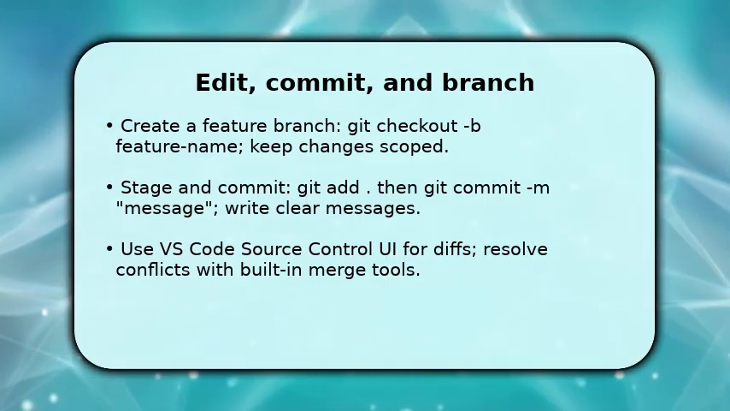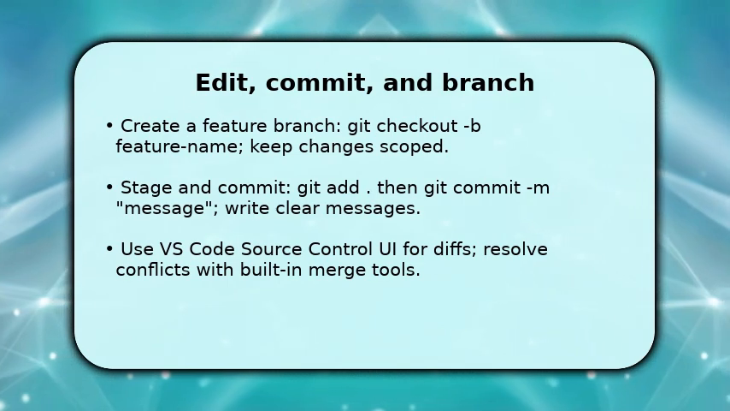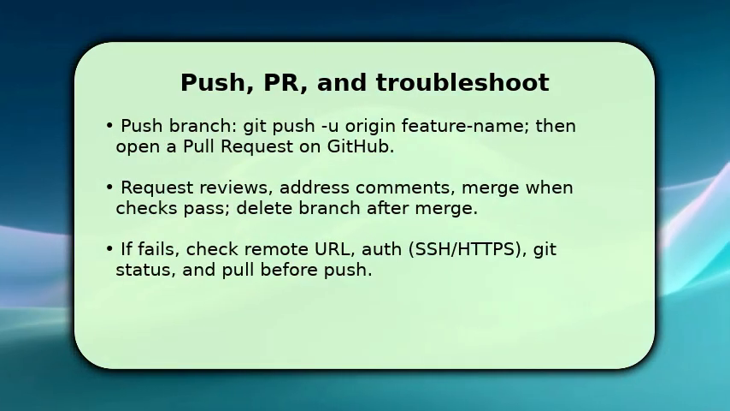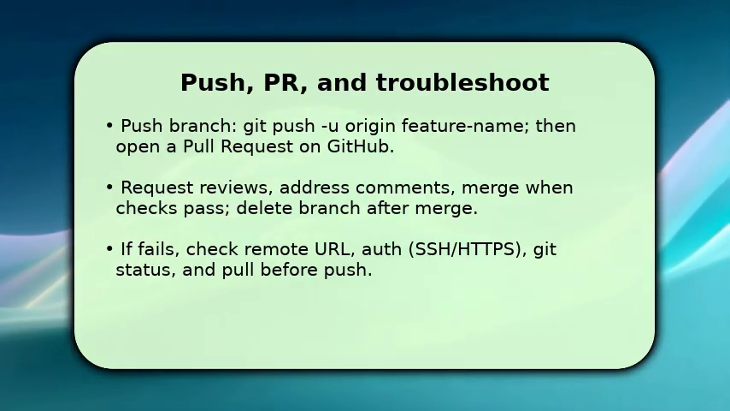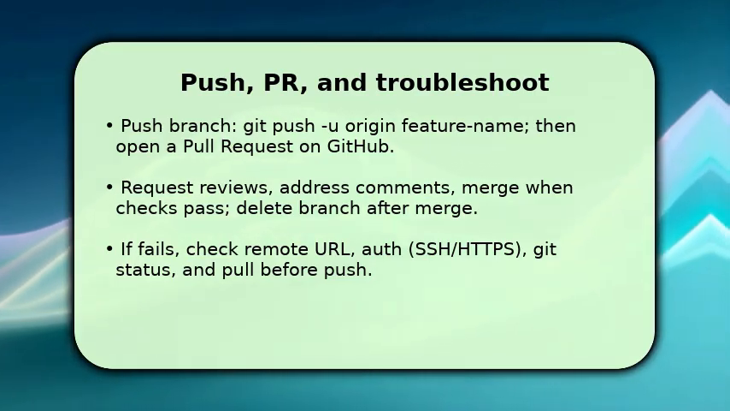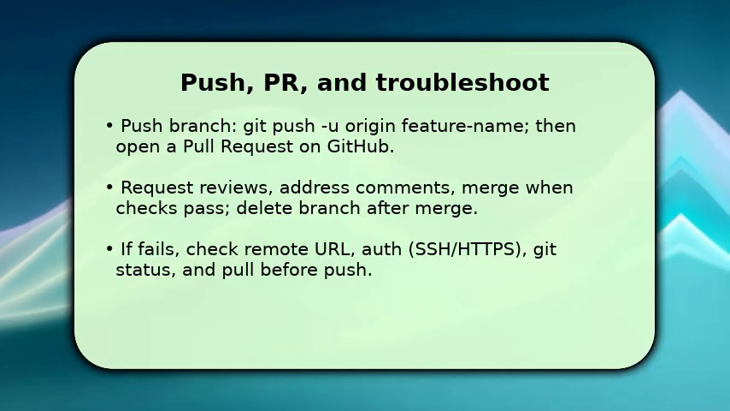You're ready to share changes. Push with git push -u origin feature name. Then open a pull request on GitHub, add reviewers, and explain what you changed. Once CI and reviews pass, merge the PR and delete the branch to keep history clean.